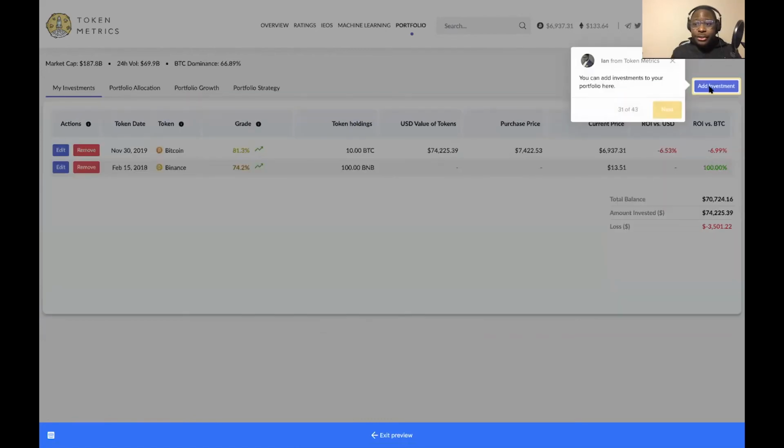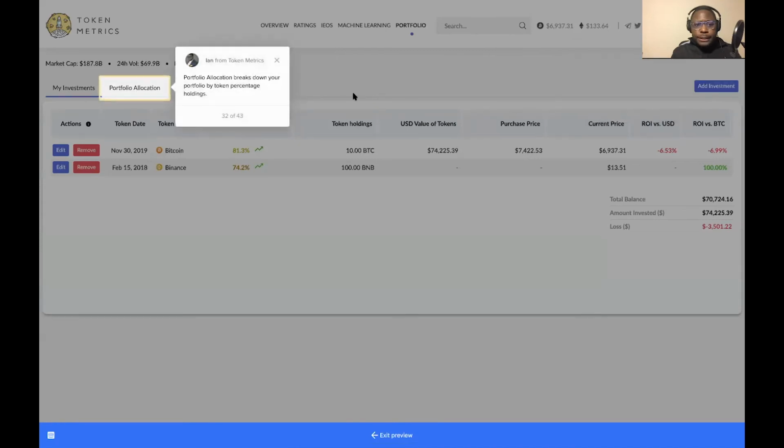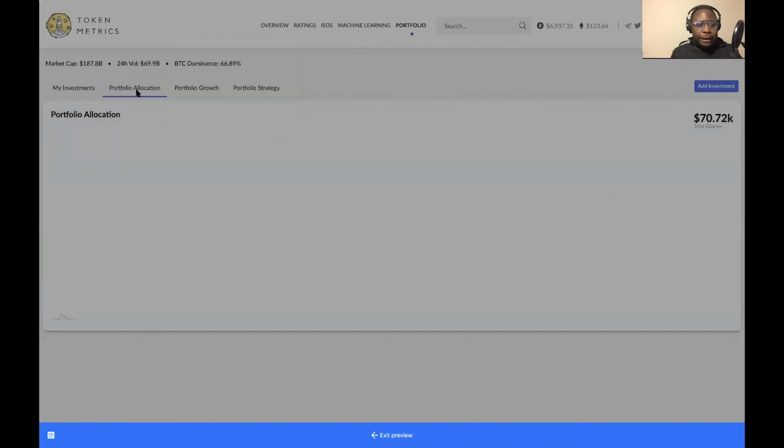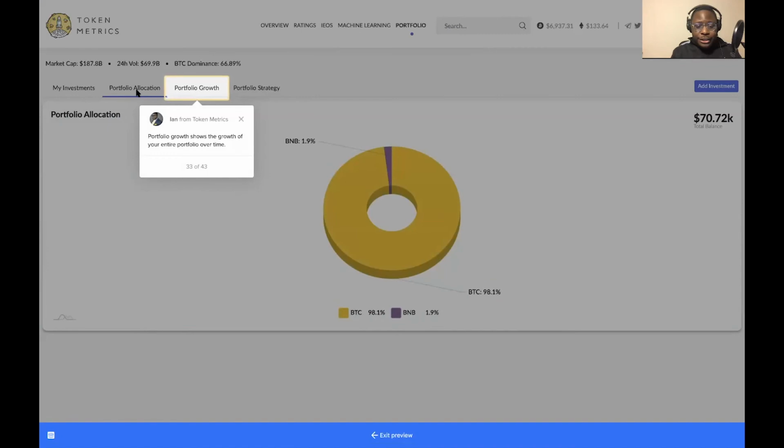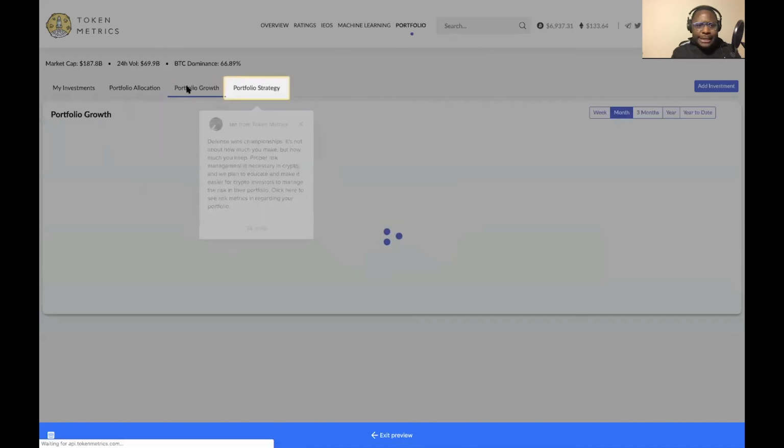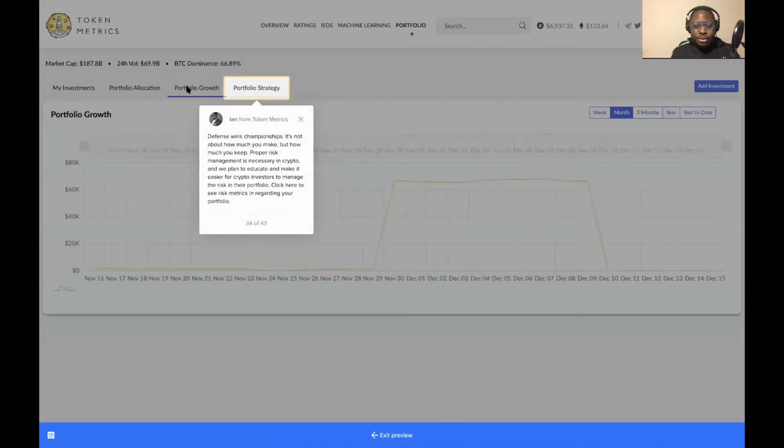We can click the button here to add investments to our portfolio. And we also have other tabs available. Portfolio allocation breaks down your portfolio by ownership. So as you can see here, in this model portfolio, most of the holdings are in BTC. This person is probably a BTC maximalist. Then portfolio growth shows us the growth of our portfolio over time.